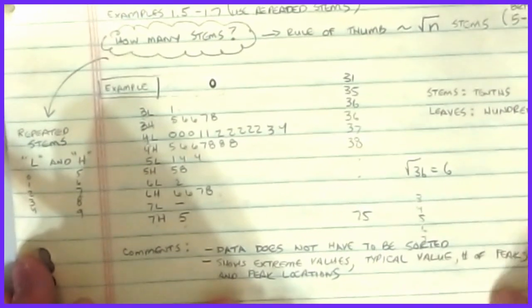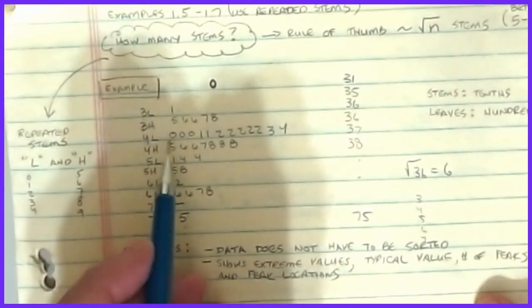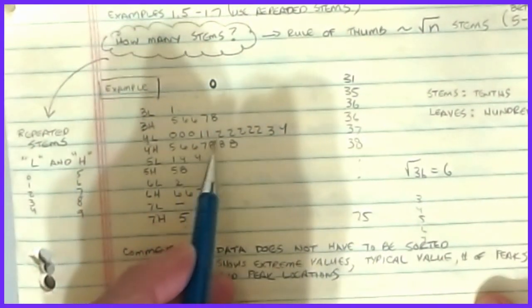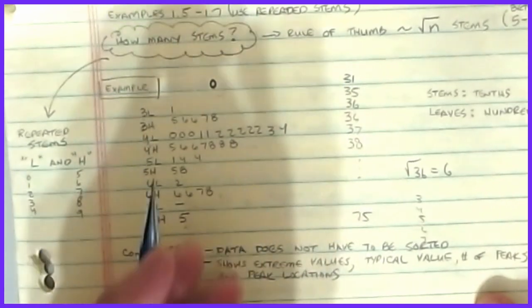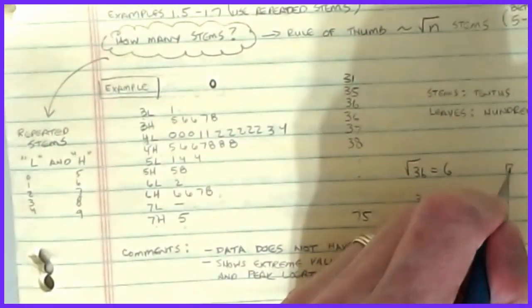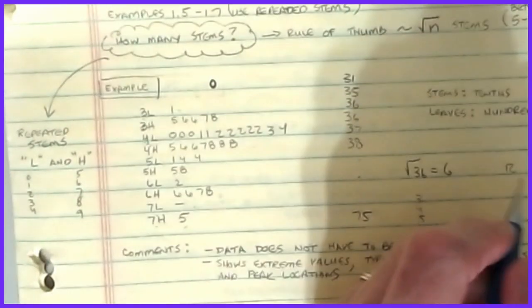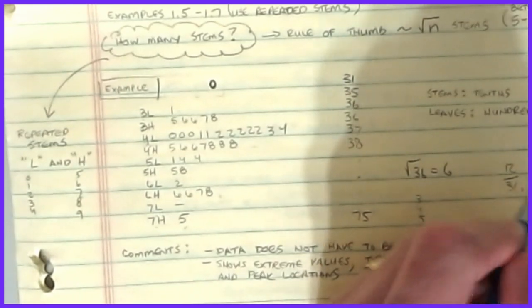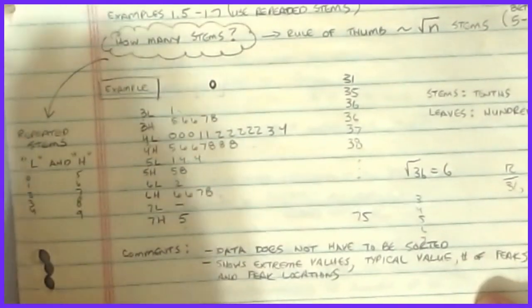Okay, now you can go one step further and say, well, in this 4L category, I have 1, 2, 3, 4, 5, 6, 7, 8, 9, 10, 11, I have 12 items in that category, and I had 36 total. Well, that's 1/3 or 33% of the data showing up in that category.